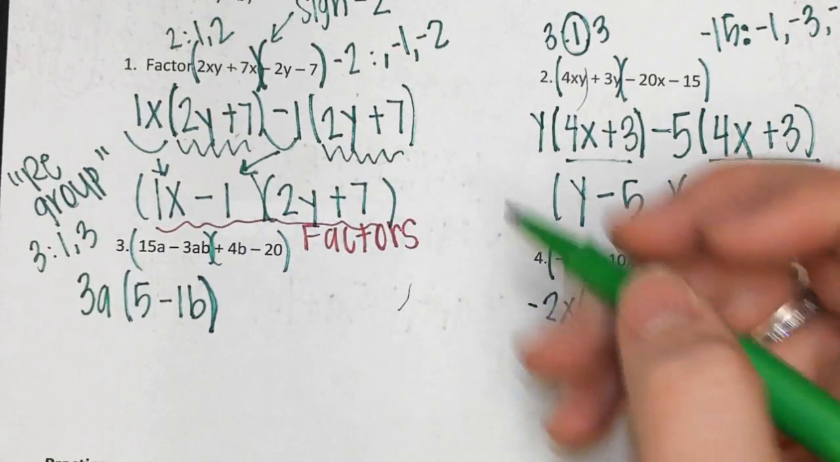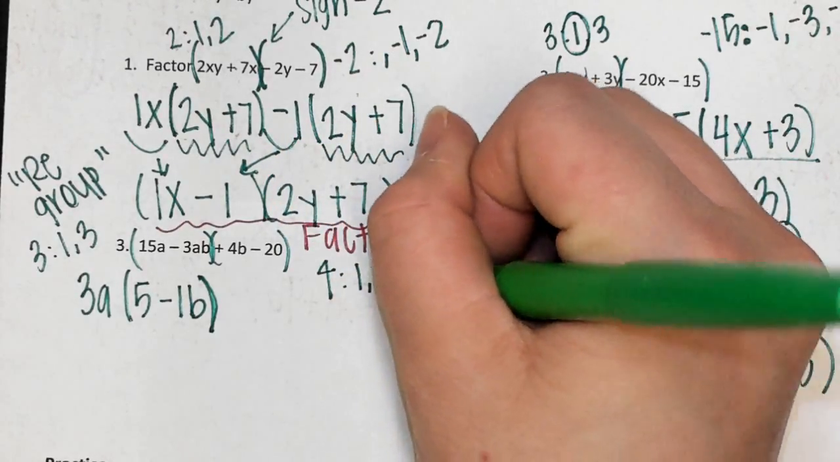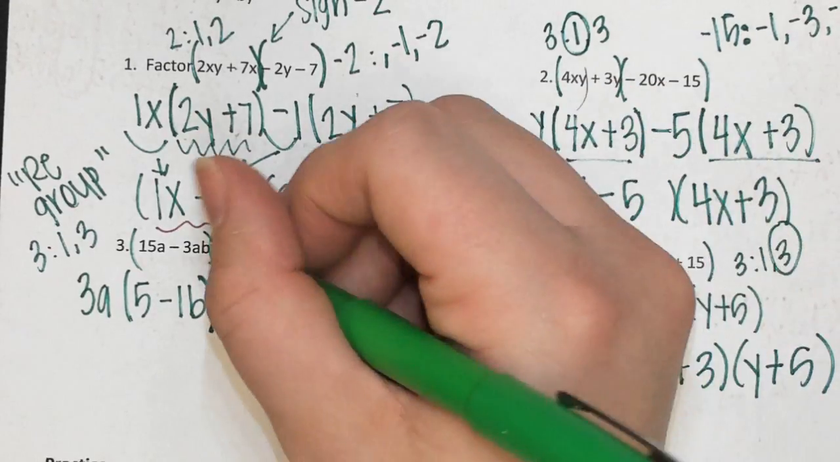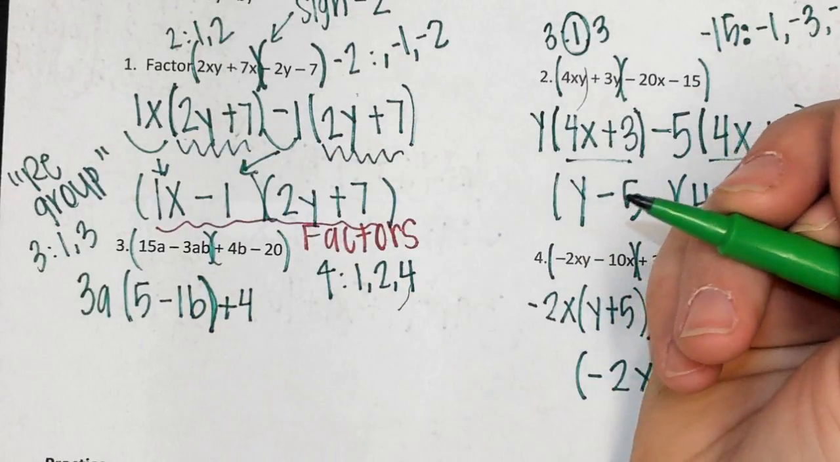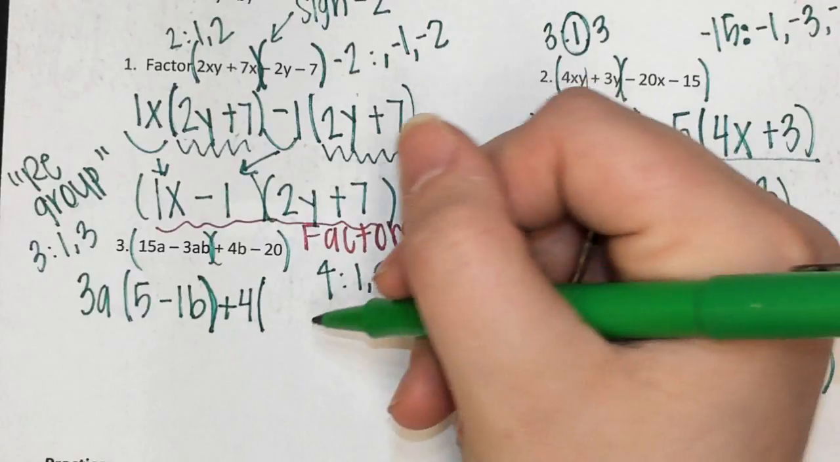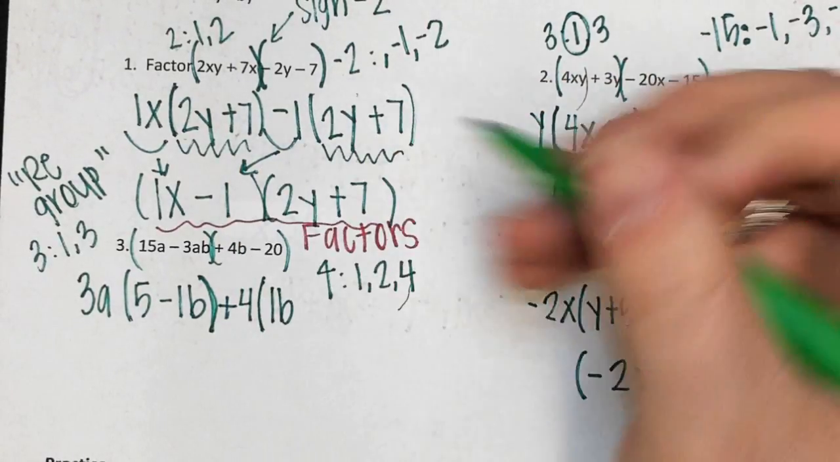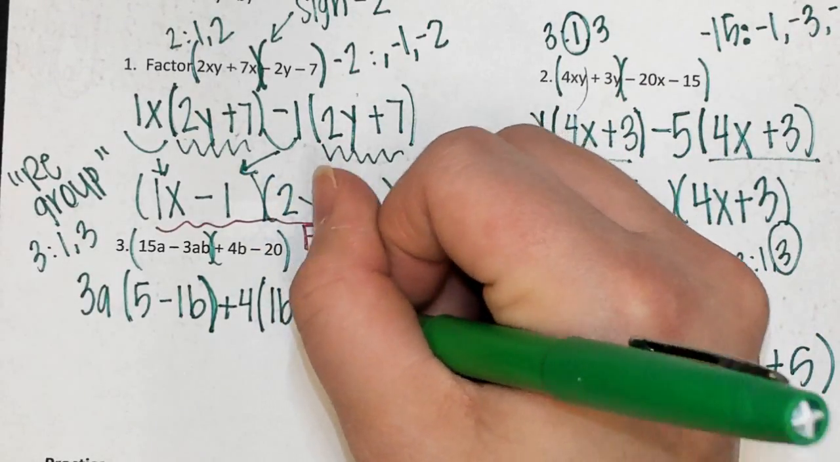Second one, factors of 4 are 1, 2, and 4. Does 4 go into 20? Awesome. So let's factor out a positive 4. 4 times what is 4b? 1b. 4 times what is negative 20? Very good. Negative 5.